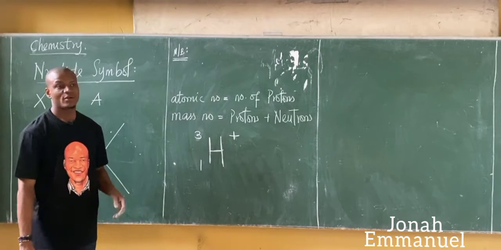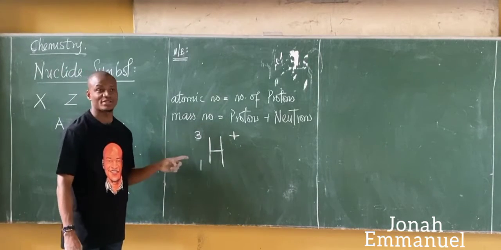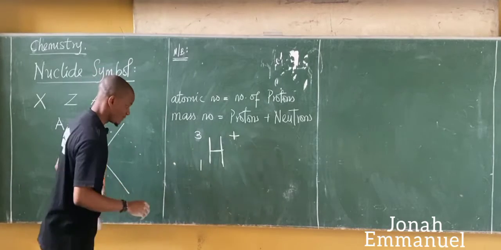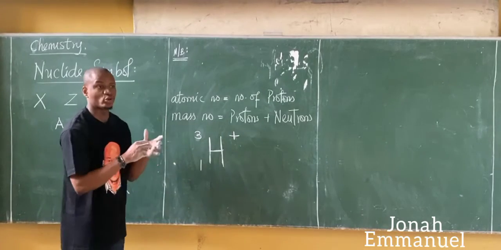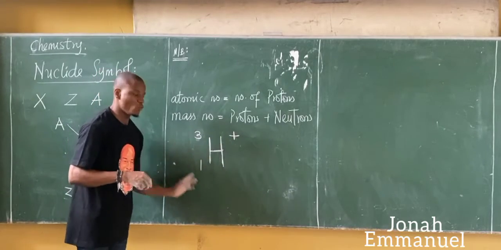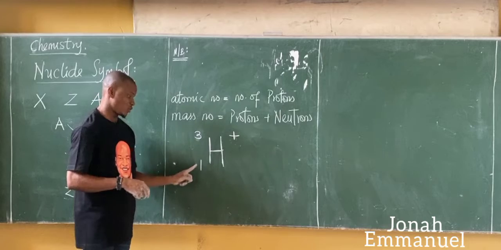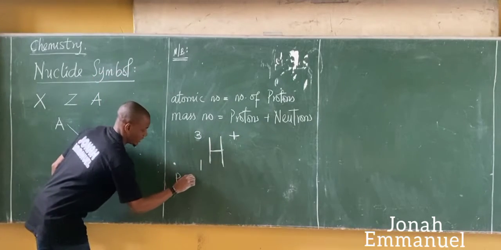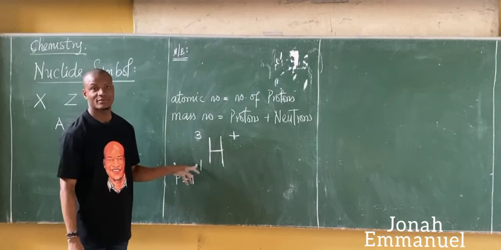I have this here. So if I'm asked to find the number of protons, electrons, and neutrons, what do I do? Look at it. Number 1, we said the number of protons is equal to what there? The atomic number. If I'm having this here, which of these shows the atomic number? This one here. That means the number of protons is equal to 1. That's the first task.